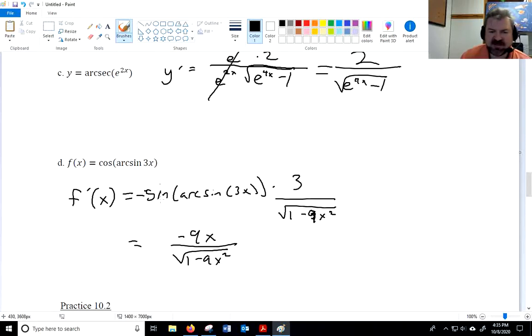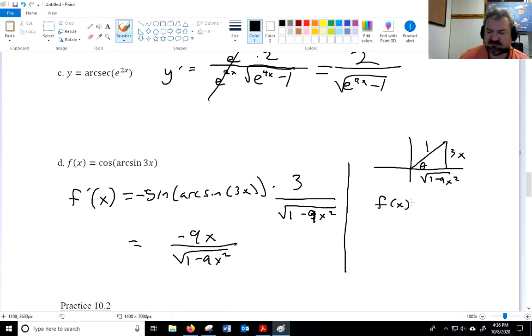So why did that happen? How could we think of this another way? Well, let's talk about what the cosine of arcsine of 3x is. Arcsine of 3x is really the angle made by this triangle here in quadrant 1 that has an opposite leg of 3x and a hypotenuse of 1, because it's opposite over hypotenuse, which means the adjacent is the square root of 1 minus 9x squared, right? So this f of x is really the cosine of this.